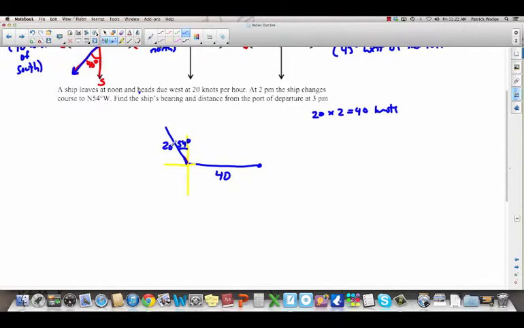It went 20. And what we now want to know is, how far is the boat, because the boat's now here, right? How far is the boat from where it started? So you need to know this distance right here. And you also need to know the bearing. Well, to get the bearing, the first thing we have to do is figure out this angle right here. I'll call it theta. Those are 2 things you're going to have to learn, or figure out.